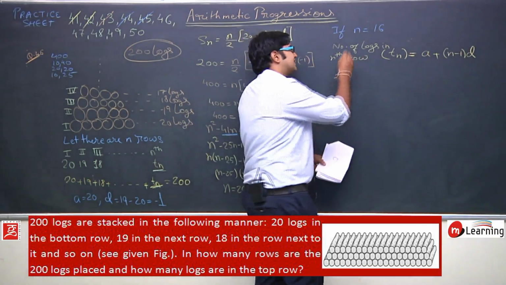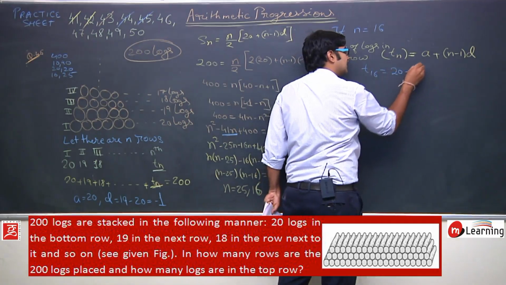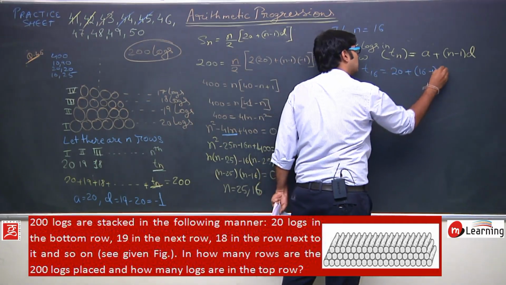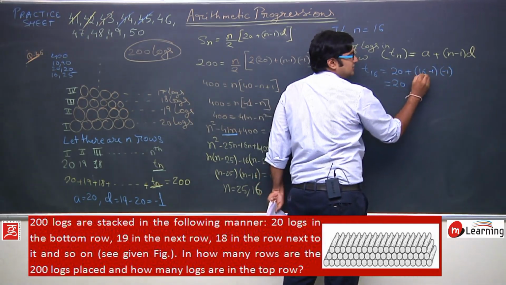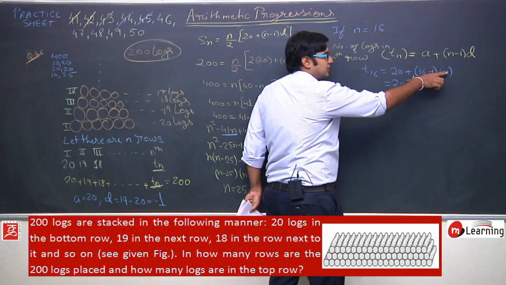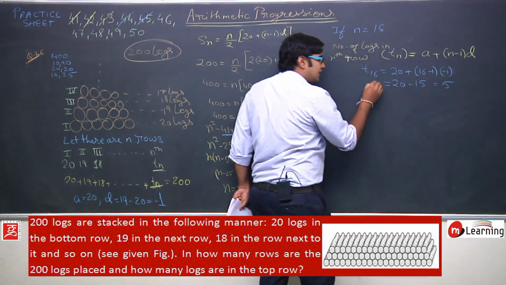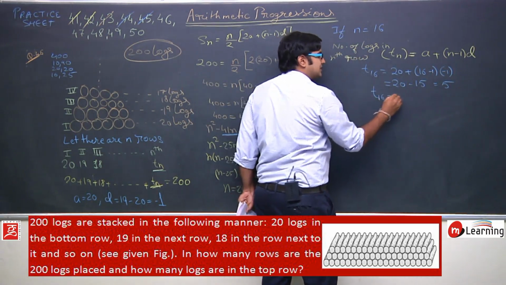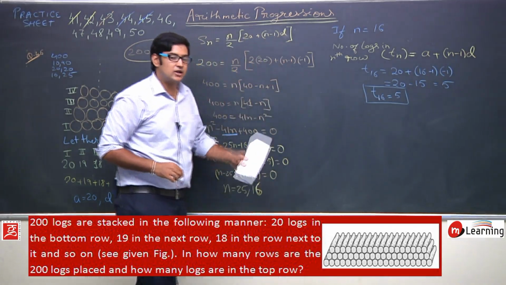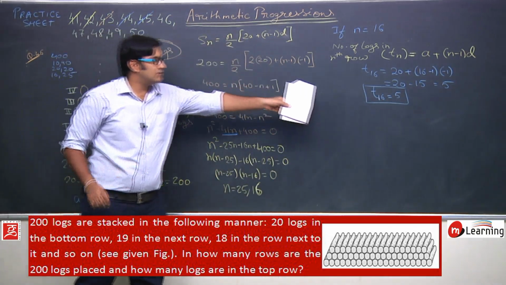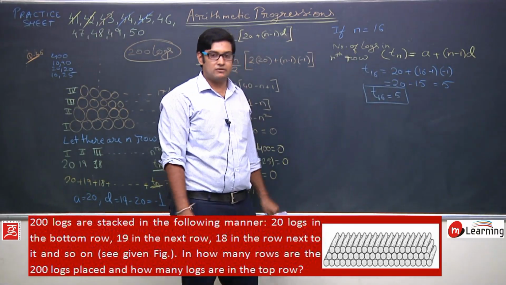So n is equal to 16, it means T16 is equal to 20 plus (16 minus 1) into d, where d is minus 1. So this will give you 20, and 16 minus 1 is 15, and this is minus 1, so minus 15, that is equal to 5. It means if we have 16 rows, then the number of logs in the topmost row will be 5.